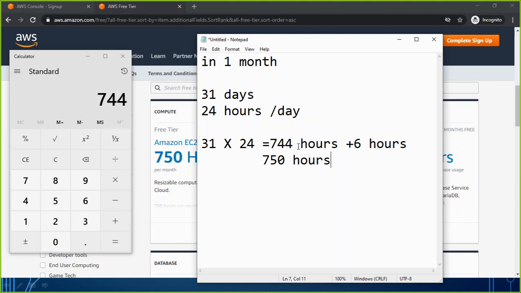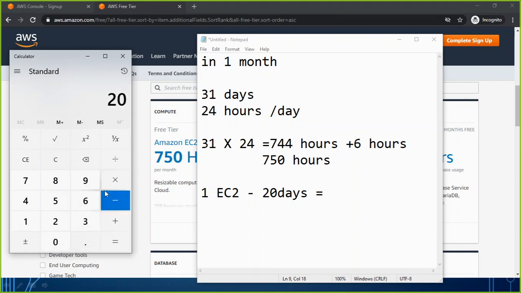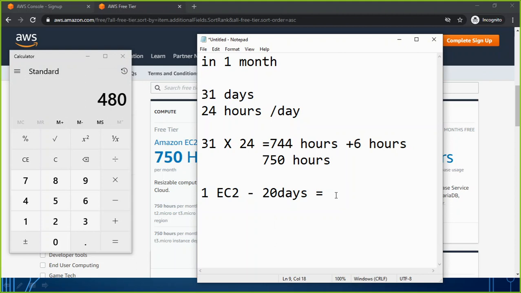But yes, maybe what I do is like this. For example, if I create one EC2 instance and keep it running for maybe 15 days, or maybe I keep it running for 20 days continuously. So what does it mean? I keep it running for 20 days. How many total hours have I kept it running? Simply, it is going to be 20 days multiplied by 24 hours, that is 480 hours.